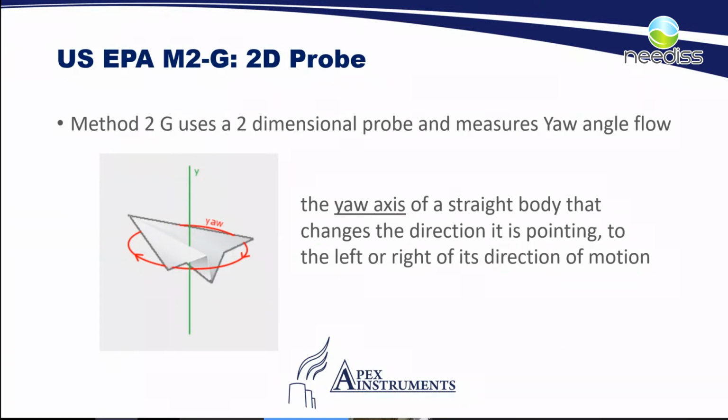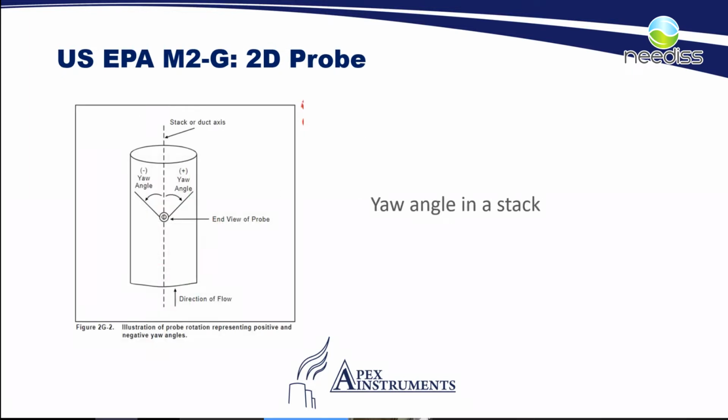So what a two-dimensional probe will do is it will help us determine any yaw angle flow coming up the stack. Okay, it will actually help us measure two different points simultaneously. It will help us measure our direct impact point as well as our yaw angle there. And how do we do this? Here's another quick diagram for you.